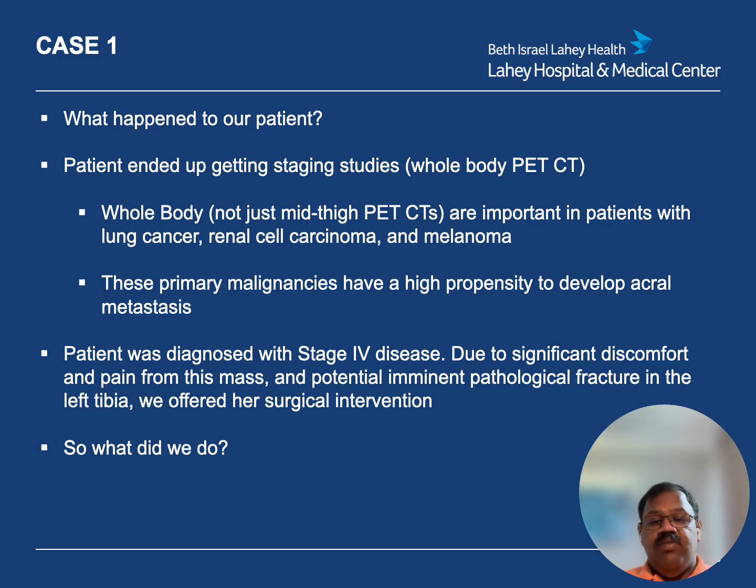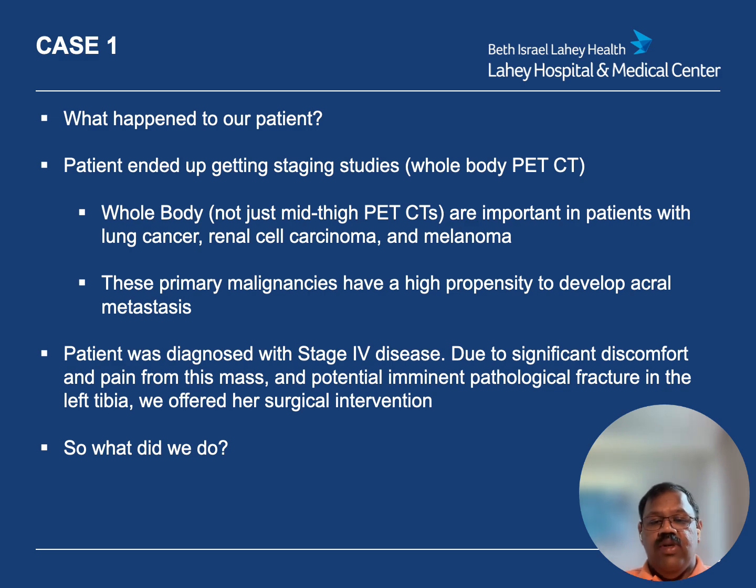So what happened to our patient? Because she had metastatic adenocarcinoma of the lung, which does have a predisposition for acral metastasis, she ultimately underwent a whole body PET CT. And again, as I mentioned, whole body PET CTs are important for patients with lung cancer, renal cell cancer, melanoma, as well as the primary bone marrow malignancies like lymphoma and multiple myeloma. Again, because there's an inherent predilection for these lesions to also occur beyond or distal to the knee and elbow.